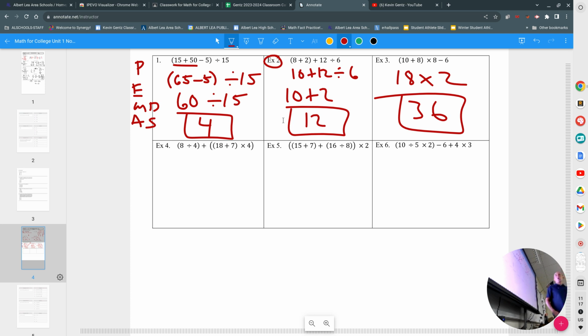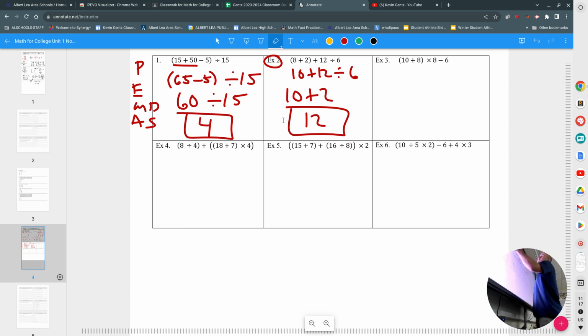But it is wrong. The reason why it's wrong is because of this 8 minus 6. We got to do 10 plus 8 is 18. We got times 8, and we got minus 6. The 8 minus 6 is tempting because you know that's 2, but we don't really know what 18 times 8 is. That's a big number.